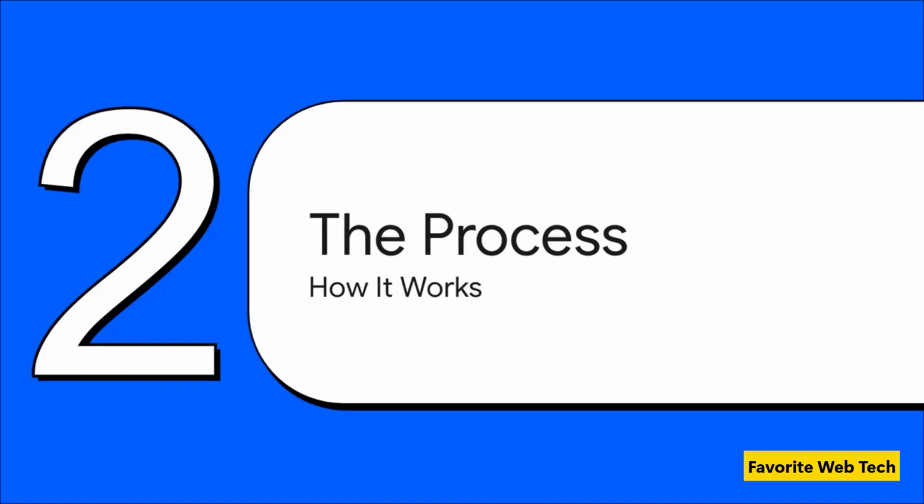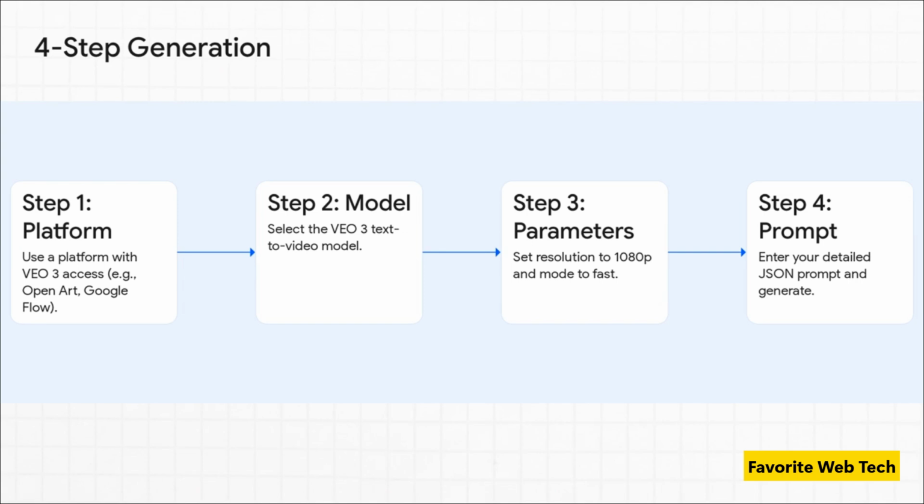So you're probably wondering, okay, that's cool, but how can I actually do this? The process is actually surprisingly straightforward. It really just boils down to a few key steps. It's really just 4 things. First, you need a platform that gives you access to the VEO3 model, something like OpenArt. Second, you just select that text-to-video model. Third, you set your basic stuff, like 1080p resolution. And then, step 4, the most important part, you copy and paste your super detailed JSON prompt in there and hit go.